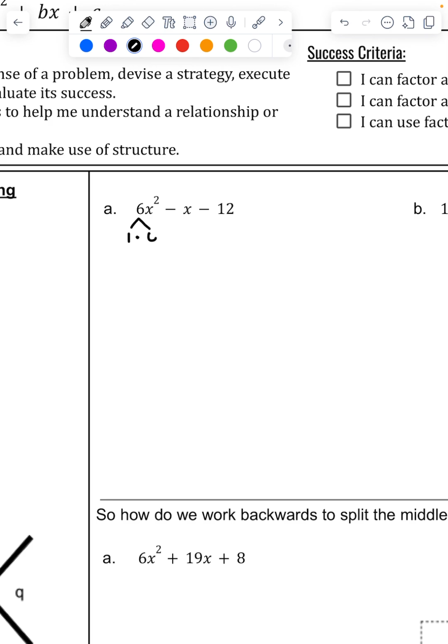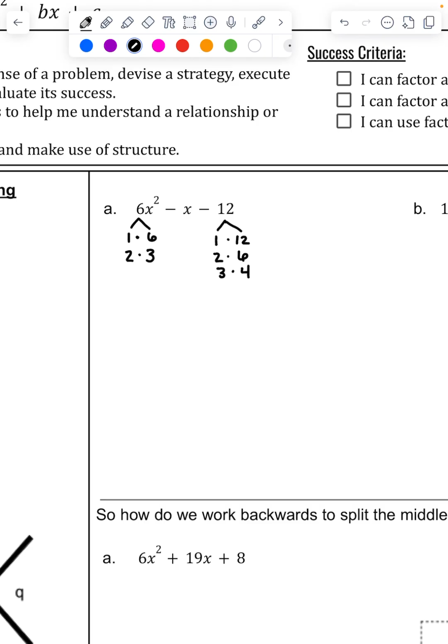I know 1 times 6 makes 6. I know 2 times 3 makes 6. Those are my factors. Okay, on 12, I know that my numbers again are 1 and 12. My factors are 2 times 6 and 3 times 4.